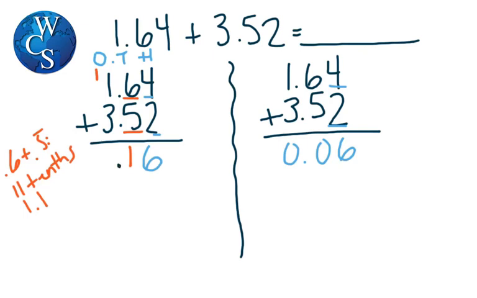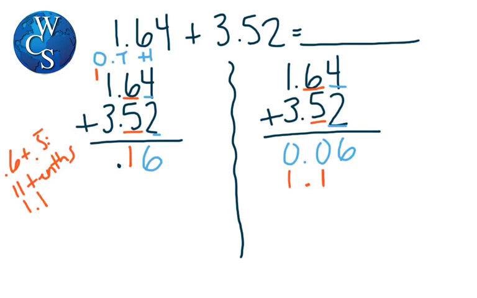So for the partial sums, I'm going to add 6 tenths and 5 tenths together, and that gives me 11 tenths. And as we discussed before, 11 tenths is written as 1 and 1 tenth.